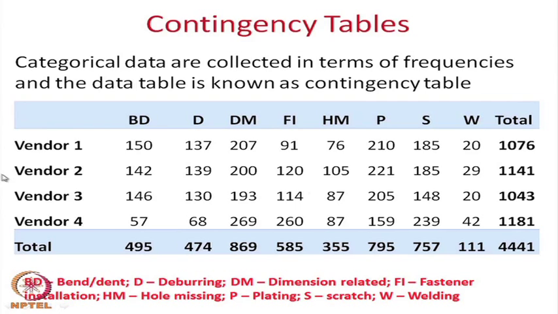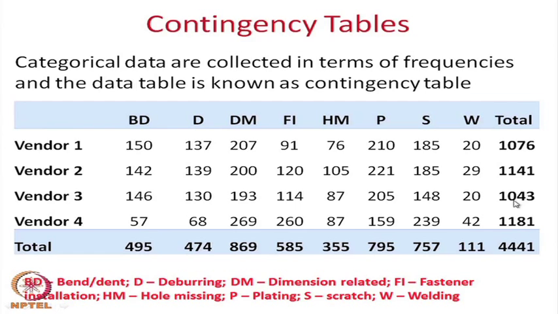If I go for the total, you find that vendor 1 is 1076, vendor 2 is 1141, vendor 3 is 1043, vendor 4 is 1181. But in the first case, we found vendor 4 is least contributing, whereas if I see the total, vendor 4 is contributing the maximum, although with respect to vendor 2 that difference is not that significant.